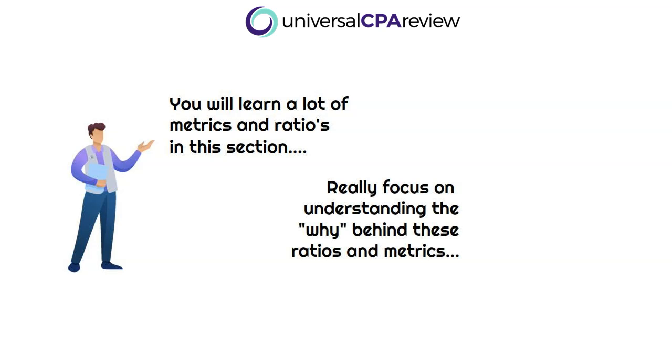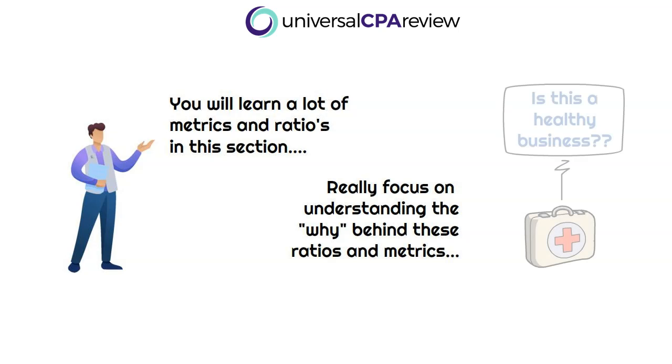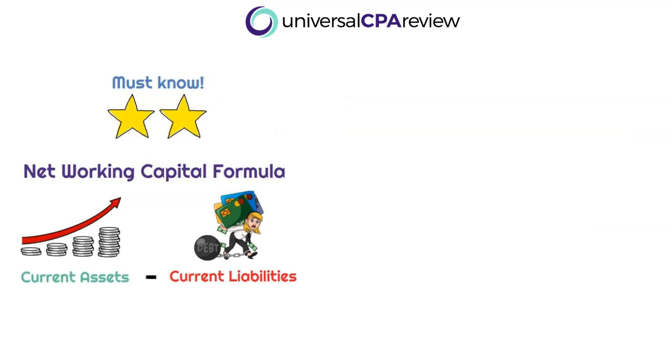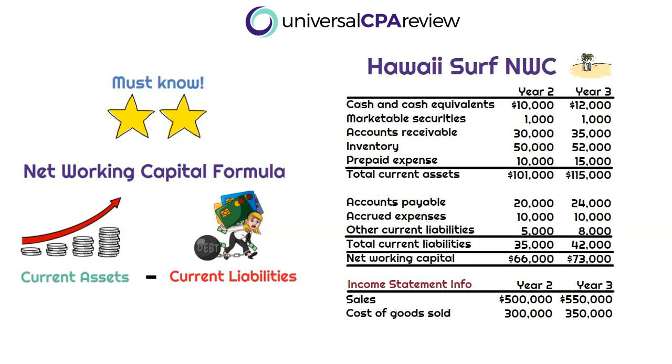What I ask of you today is don't focus so much on the specific formulas, but focus more on the why. Why would somebody want to calculate this, and how can we use this to interpret the health of a business? So always be thinking about, well, what if this ratio goes up, or what if this ratio goes down? What does that mean for the company? So the basic formula for net working capital that we must remember is that it's just current assets minus current liabilities.